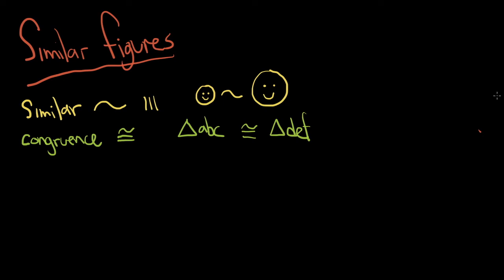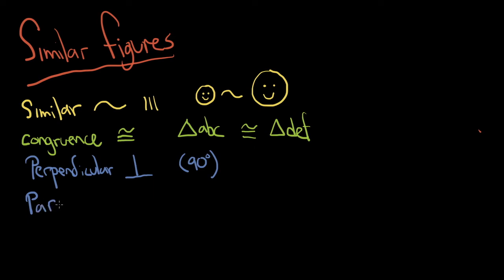Then there are some other symbols. We need to know the symbol for something that is perpendicular. Notice when things are perpendicular, it means that it crosses at 90 degrees. And we also have, of course, parallel lines. I'll put them the same color because they usually go hand in hand. For parallel lines, we will use this.